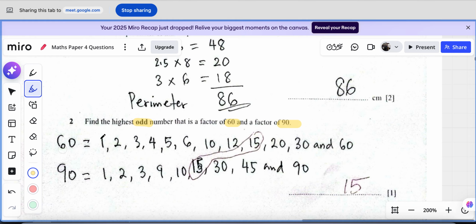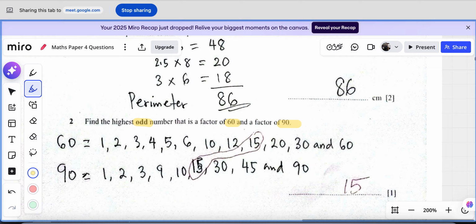So the factors of 60 are 1, 2, 3, 4, numbers that can go into 60 without a remainder. We started from 1. 2 can divide 60 without a remainder. 3 can divide 60 without a remainder. 4 can divide 60 without a remainder. 5 can divide 60 without a remainder. 6 can go into 60 without a remainder. 10 can go into 60. 12 can go. 15 can go. 20 can go. 30 can go. And then 60. After half of the number, the next one is the number itself.